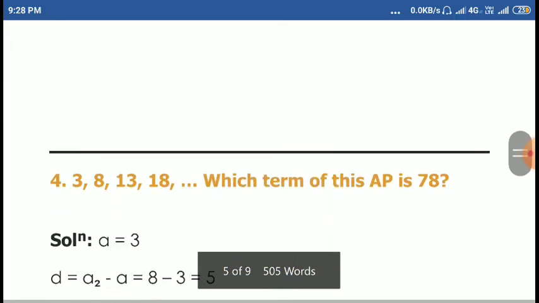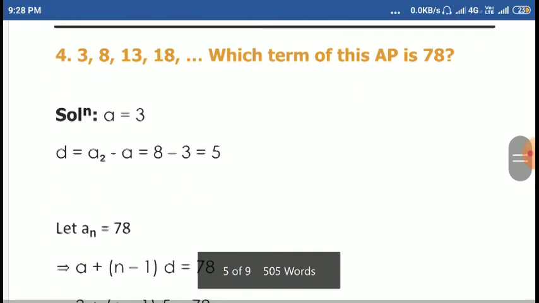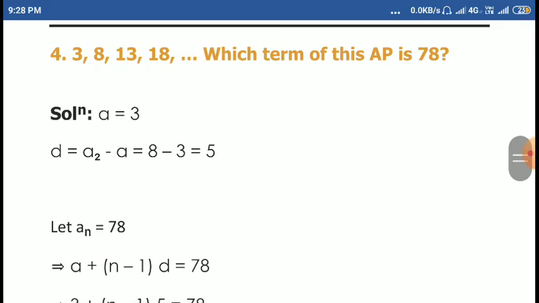Then we come to another problem in this chapter, exercise 5.2, question number 4. The question is: 3, 8, 13, 18 and so on, which term of this AP is 78? That means 78 is a term of this given AP, and we need to find the number of the term. So let us come to the solution of this problem.